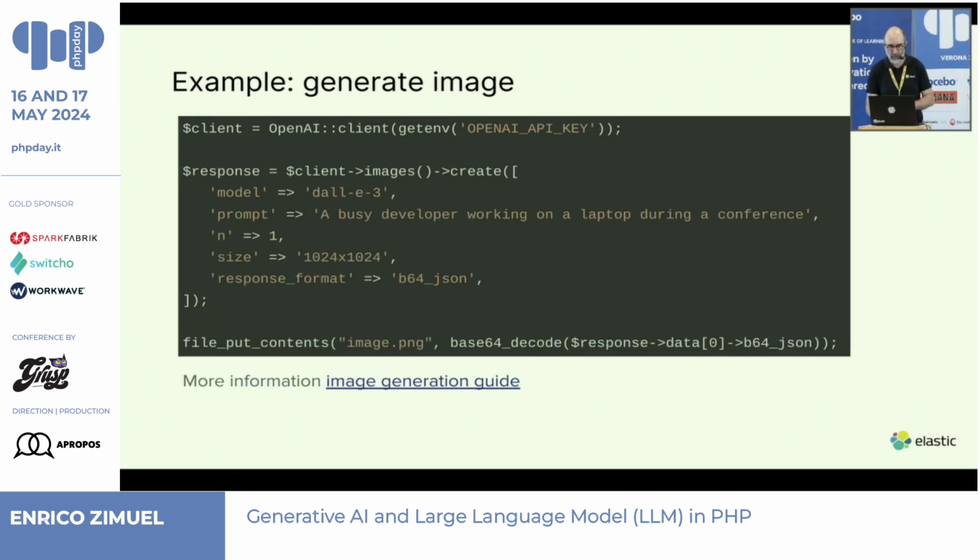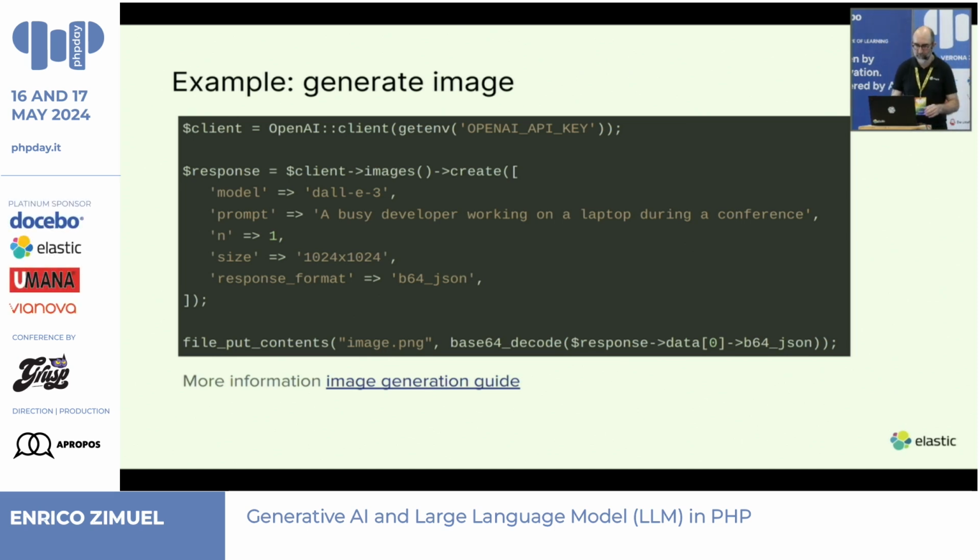So pretty straightforward. If you want to generate an image, pretty straightforward. Another function, images, create, you specify the model, the prompt. This is the prompt that I used to generate the first image that I showed you. N is the number of images that you want to produce. You can have, I don't know, 2, 3, 4 different outputs, and you can give the option to choose the size of the images, the response format. You can choose to have the response in base64, so you can put it in a file like I did here. By default, it's PNG. You can change the format. There are a lot of possibilities.